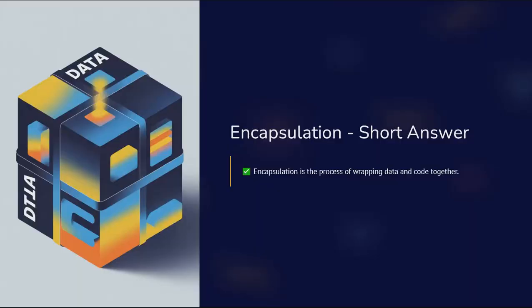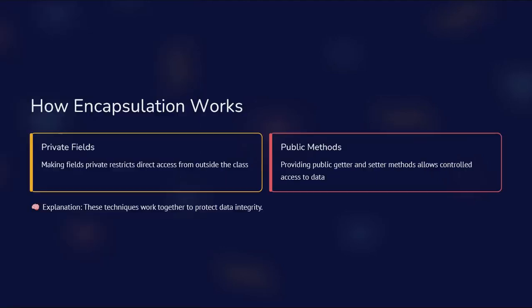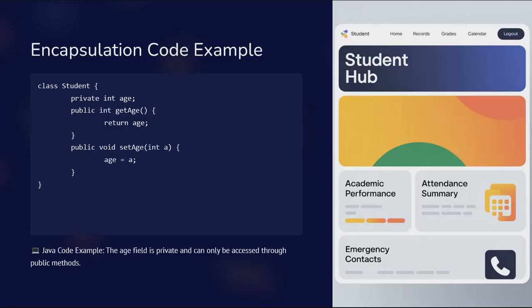Encapsulation is the process of wrapping data and code together. How does encapsulation work? Private fields: making fields private restricts direct access from outside the class. Public methods: providing public getter and setter methods allows controlled access to data. These techniques work together to protect data integrity.